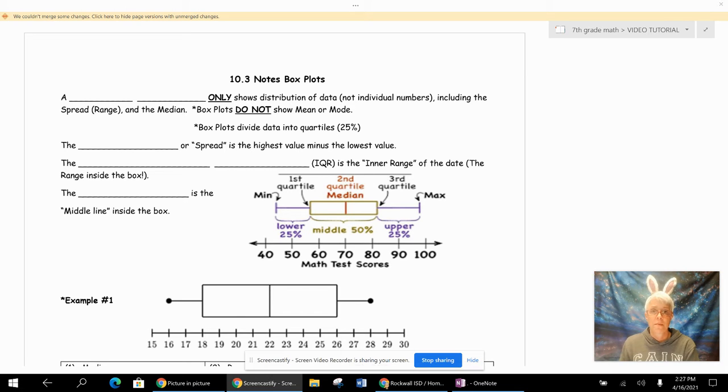And yes, people use box plots. I've seen them in magazines and stuff before, and I'm like, oh my gosh. It's kind of a weird one, but let's just go ahead and get going with it.